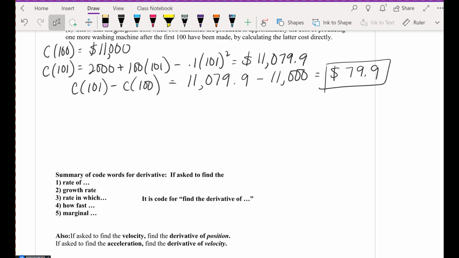If I ask you to find the average of anything, are you using derivative? No. Right? Rate of, yes. Average of change, no. Okay? All right. Go ahead and grab your book.